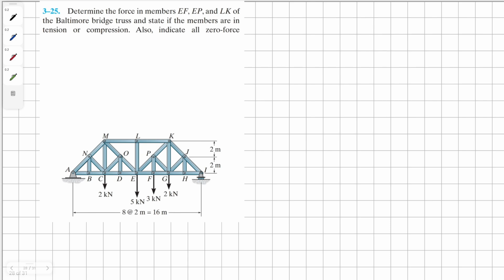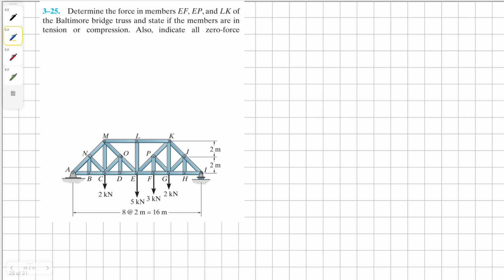So it's simply going to be our perpendicular members, NB and NC. Also going to have OD and OC, and then GH and JG, and member LE. These are all our zero force members. And now let's solve the problem.